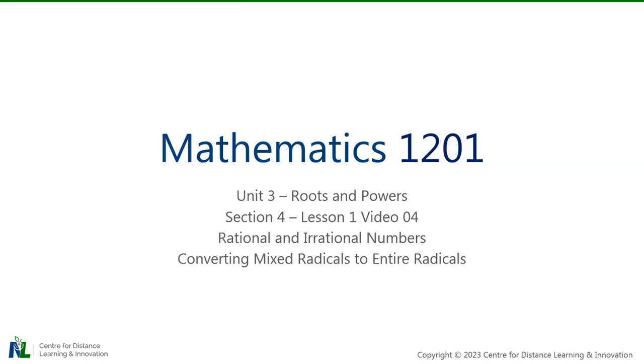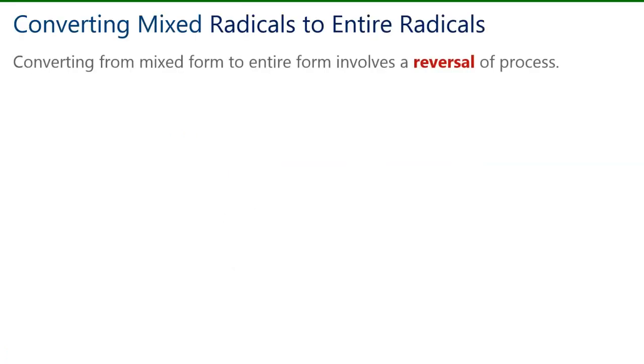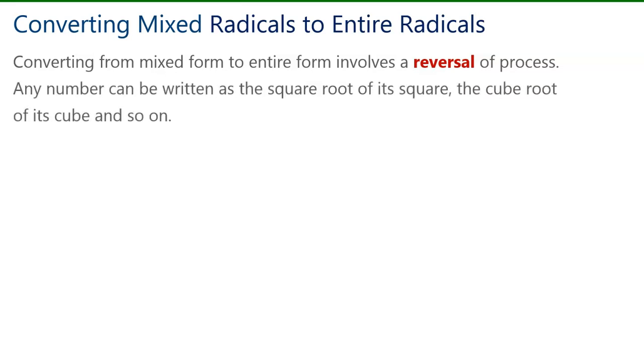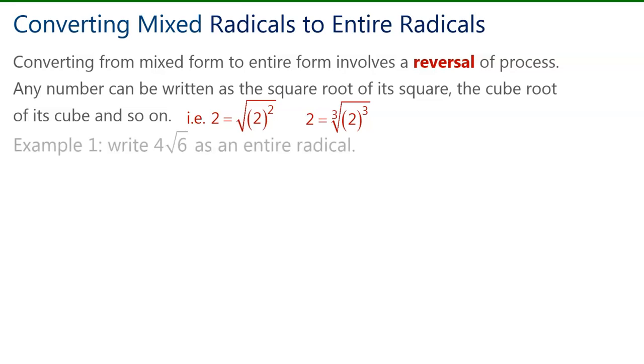In this video, we will be converting mixed radicals to entire radicals. Converting from mixed form to entire form involves a reversal of process. Any number can be written as the square root of its square, the cube root of its cube, and so on. For example, 2 is the square root of 2 squared, but 2 is also the cube root of 2 cubed.